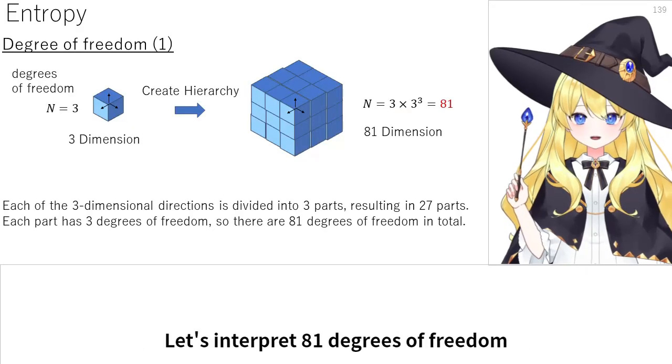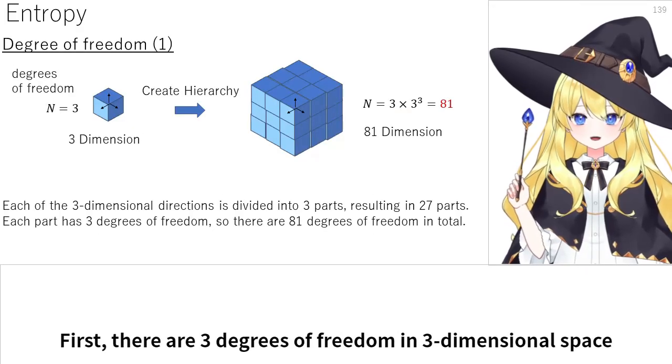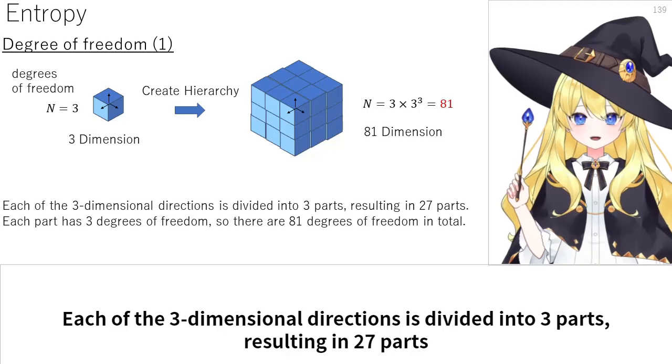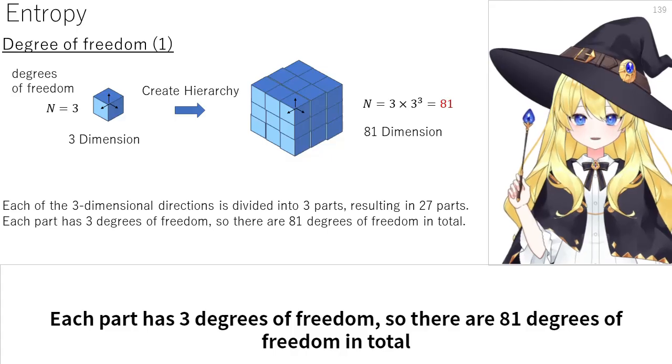Let's interpret 81 degrees of freedom. First, there are 3 degrees of freedom in 3-dimensional space. After the hierarchy is created, it looks like the image on the right. Each of the 3-dimensional directions is divided into 3 parts, resulting in 27 parts. Each part has 3 degrees of freedom, so there are 81 degrees of freedom in total.